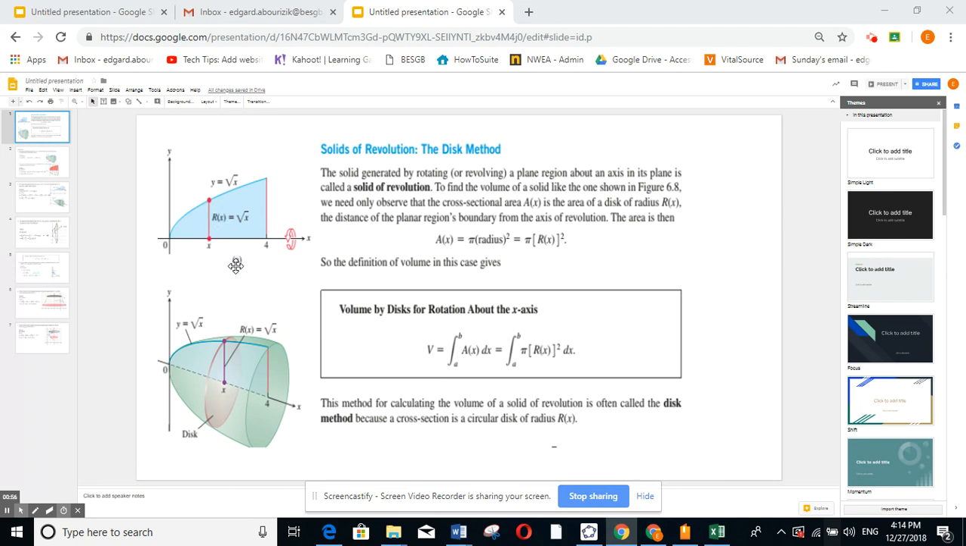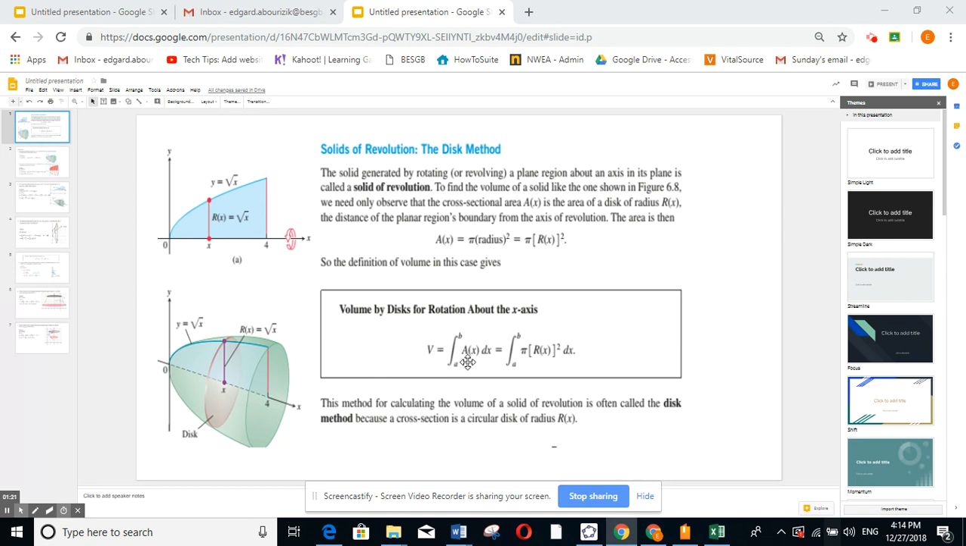So what does it mean, disk method? Disk method means when the rotation axis is one of the boundaries. Here, if you're going to rotate across the x-axis, as you can see, the x-axis is a boundary of the curve. So this is called the disk method. If it is not a boundary, it will be the washer method. In the second video, you will understand.